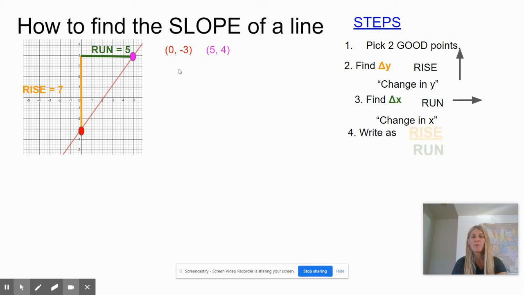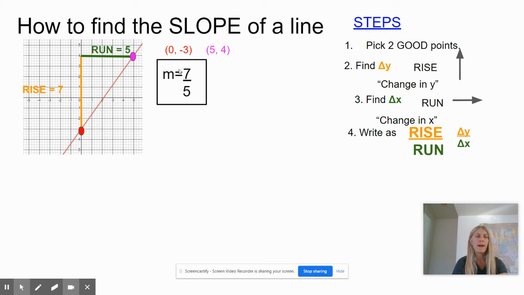Now I'm going to go ahead and write this as rise over run. So my rise is 7, my run is 5. So delta y over delta x. And so my slope in this case, which we know is an m in my equation, is 7/5, 7 over 5. Now, our last step is to assign a sign.